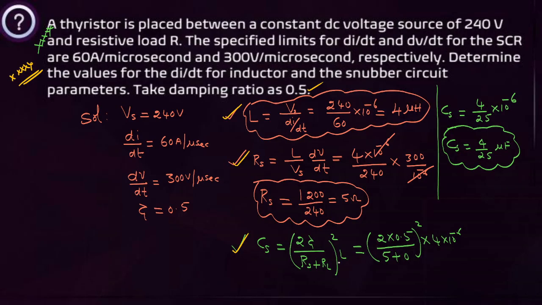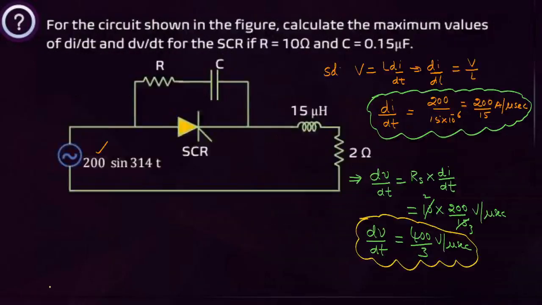Sometimes the load resistance is not given. If load resistance is not given, you take the value as 0. And there is one more problem based on the snubber circuit that you have to concentrate on.